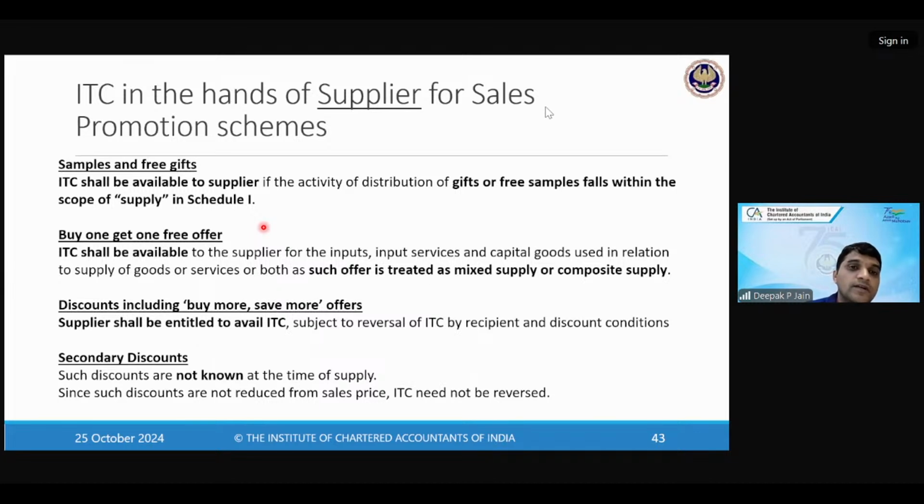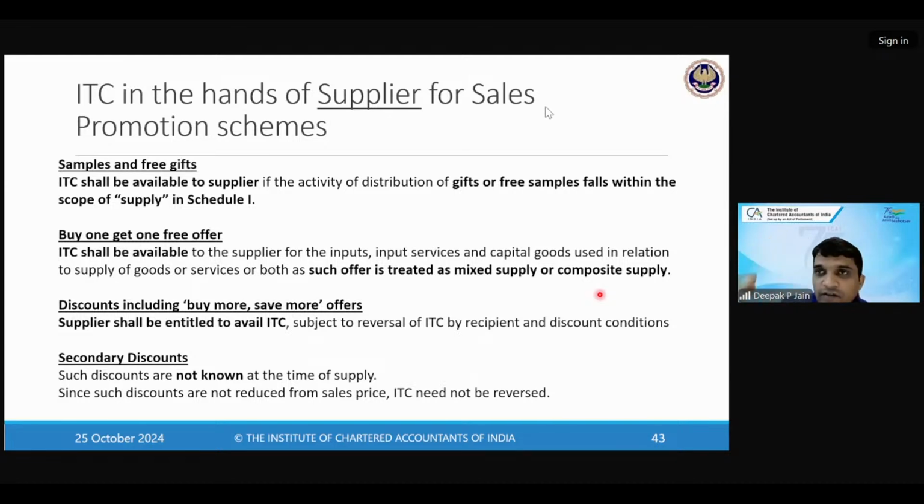Second, there could be a scheme that samples and free gifts are given. Some pharmaceutical companies say, okay, you buy one Vicks, you'll get one more free. A 1+1 offer. In that case, is the second one actually a sample or a free gift? Do you have to reverse the ITC? The clarification says no. ITC shall be available to the supplier on input services and capital goods used in relation to such supply, as such an offer is treated as a mixed supply or a composite supply.